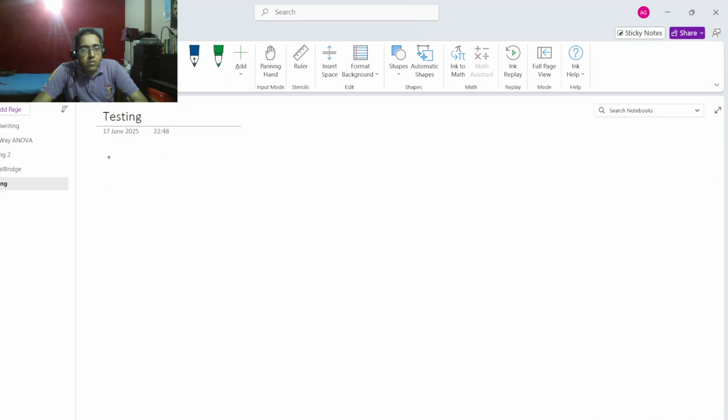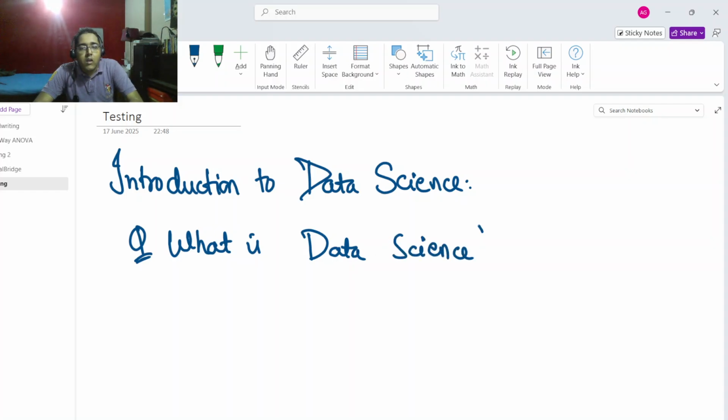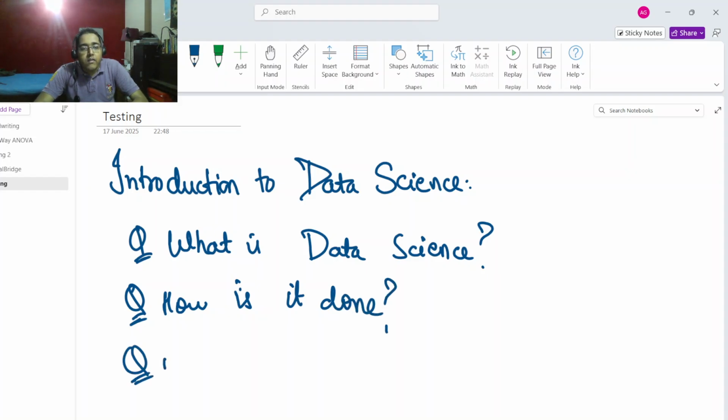Hello everyone. Today we'll start with an introduction to data science. Basically, the questions that we need to answer are: what is data science? How do we use it? What, how, and why? How is it done? And why is it done?